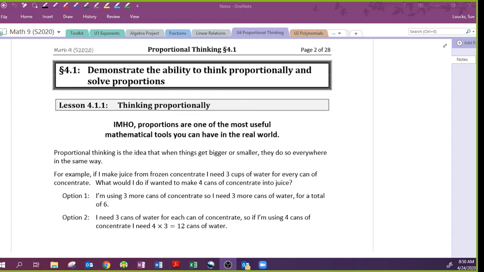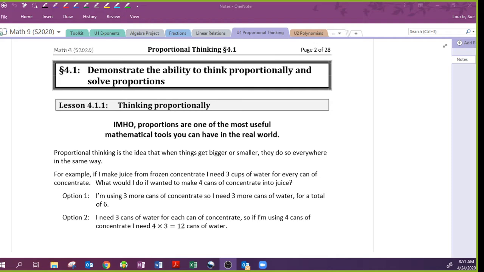So proportional thinking is the idea that when things get bigger or smaller, they grow everywhere in the same way. So for example, if I were to make juice from frozen concentrate and the can says I need 3 cups of water for every can of concentrate, if I want to make 4 cans of concentrate into juice, is my thinking, well, I'm using 3 extra cans of concentrate, so I need 3 extra cans of water? Or do I need 3 cans of concentrate for each can of concentrate?